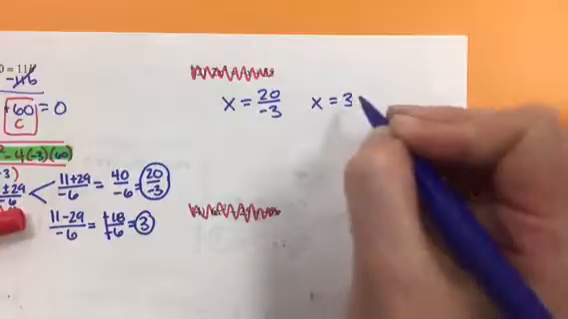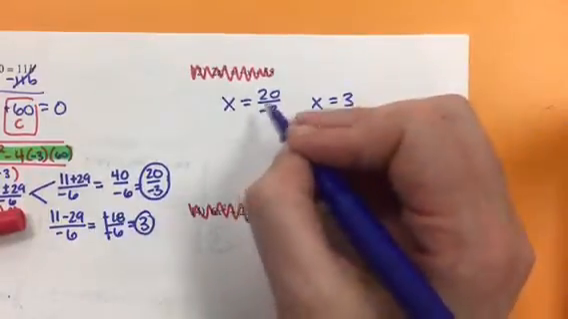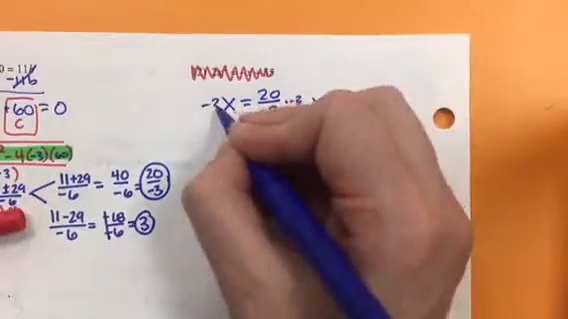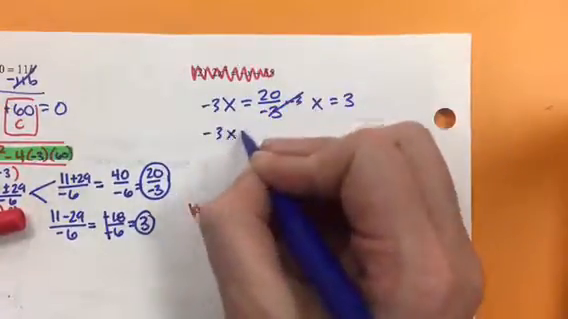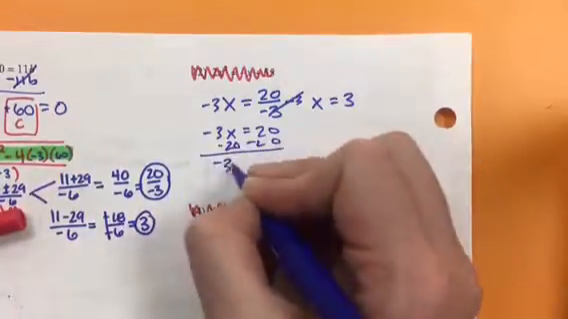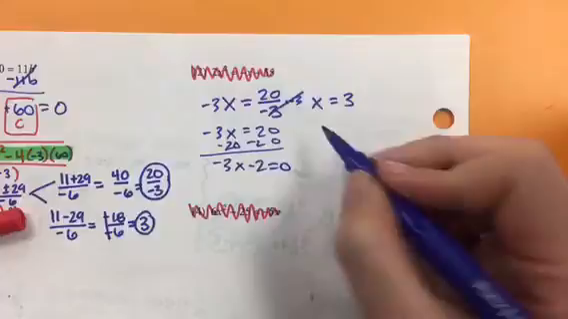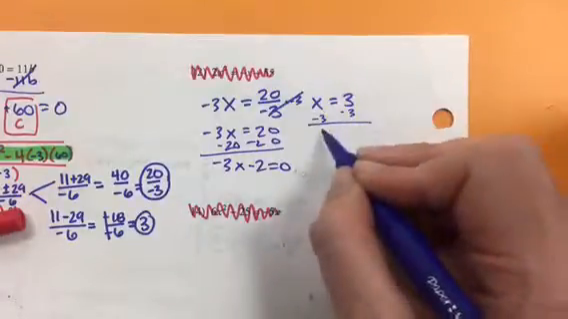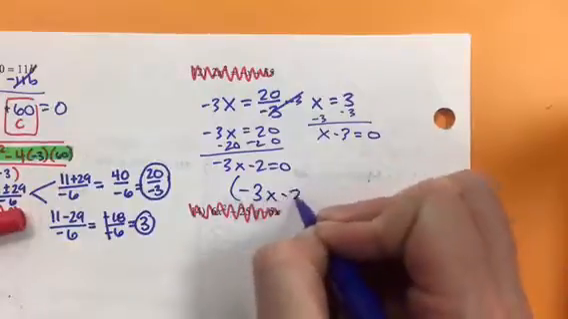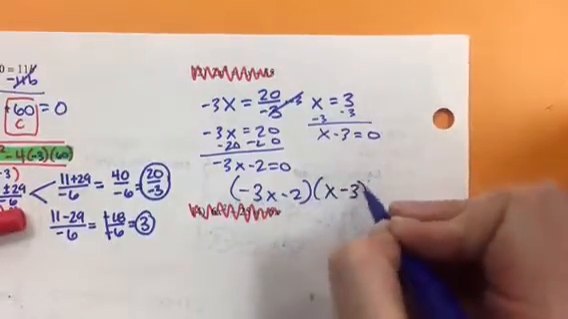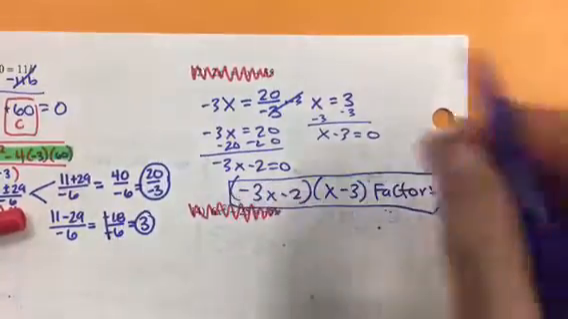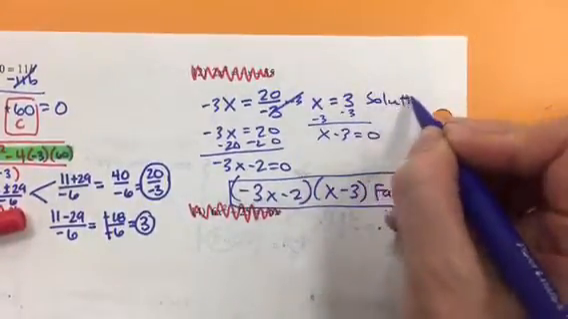x equals 3. To factor it, I want my solutions over with the x, so I'm going to multiply by negative 3, minus the 20, minus the 3 over, and there's our factors, negative 3x minus 2 and x minus 3. Factors from solutions.